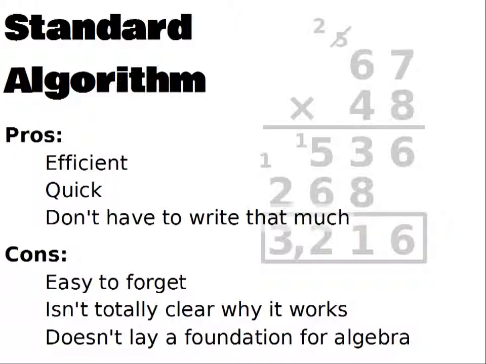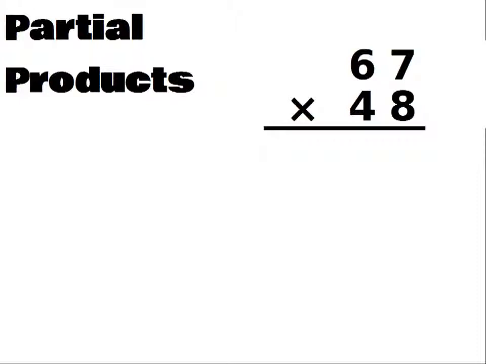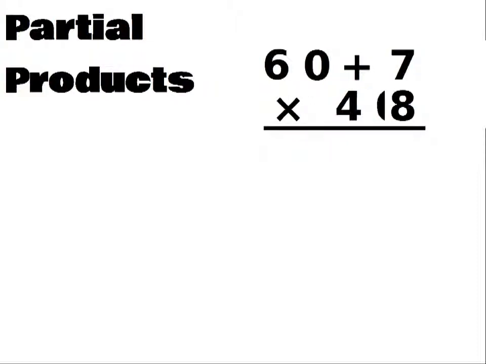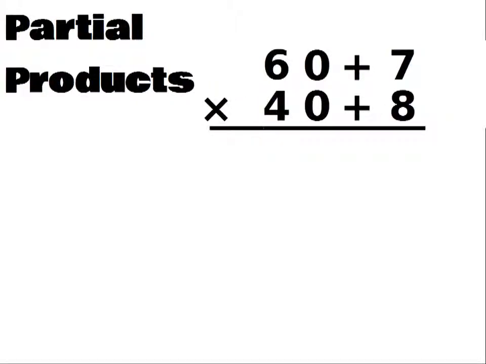Now let's take a look at a different algorithm. It's similar in some ways, but it is quite different. It's called partial products. Now again, we're going to use 67 times 48 as our example problem. But instead of thinking of 67 as one number, we're going to think of it as two numbers, as 60 plus 7. And instead of thinking of 48 as one number, we will think of that as 40 plus 8.